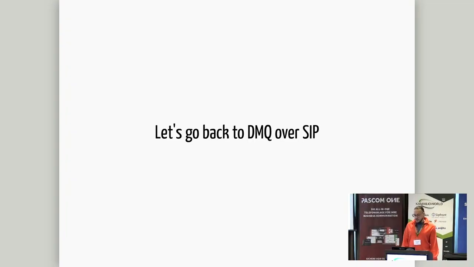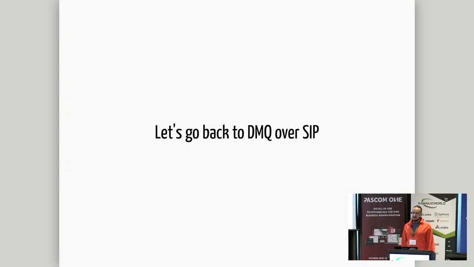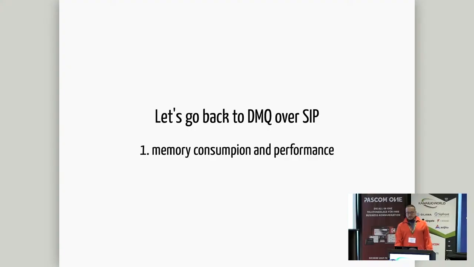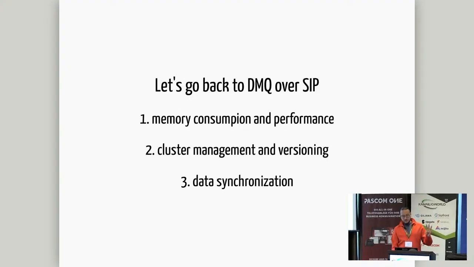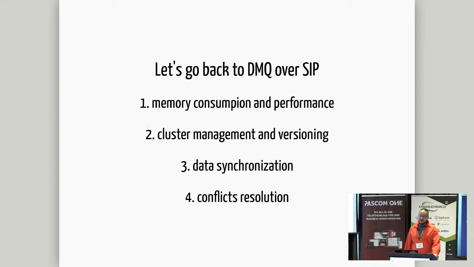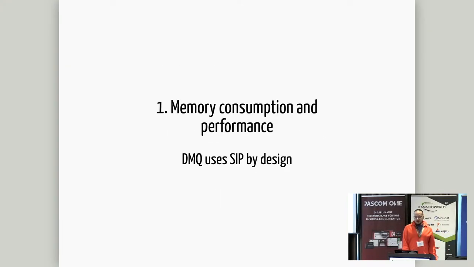So, but what if you go back to SIP and use DMQ over SIP? There are a few things that should be improved. There are 4 of them. I described them as: the memory consumption and performance, cluster management and versioning, data synchronization, and conflict resolution. Let's go one by one. First one, memory consumption and performance.